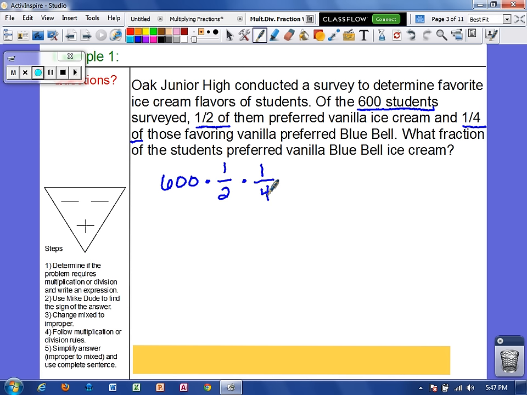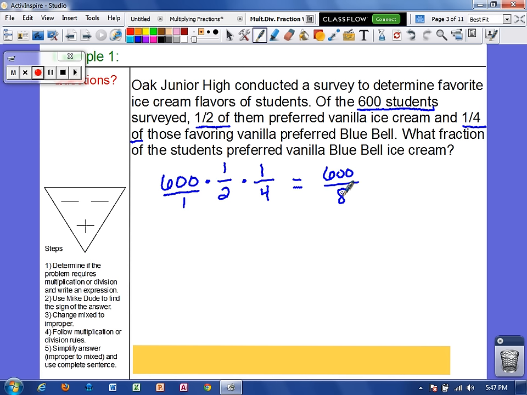Now, we don't have any mixed numbers, but we do have a whole number, and anytime we want a whole number to look like a fraction, we simply put it over 1. Now we want to multiply. When we multiply fractions, we multiply the numerators. So that would be 600 times 1 times 1, which is just 600. And then we multiply the denominators. 1 times 2 is 2, and 2 times 4 is 8. So we get 600 over 8.